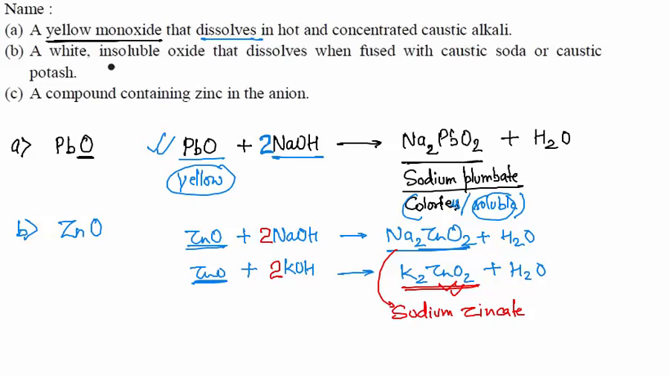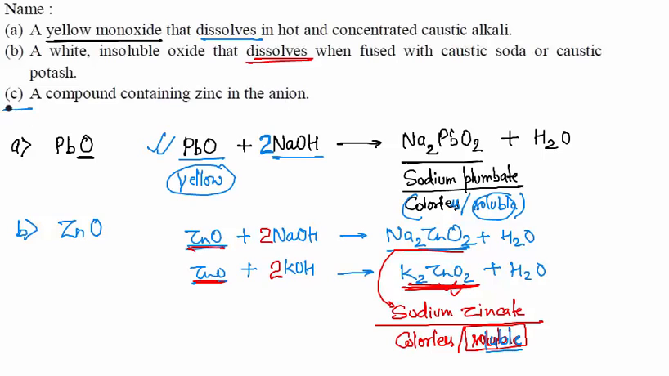So this is basically a white insoluble oxide, and it dissolves. Why does it dissolve? Because these two compounds are colorless and soluble. The word soluble is more important, because the question says that it dissolves. So that means this is soluble.